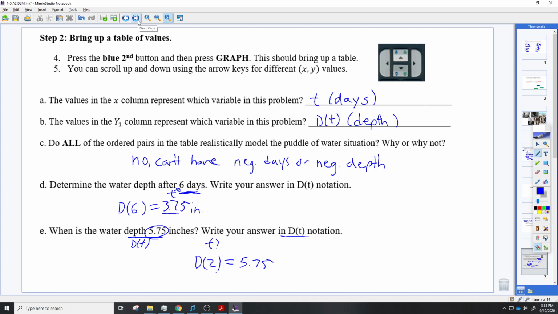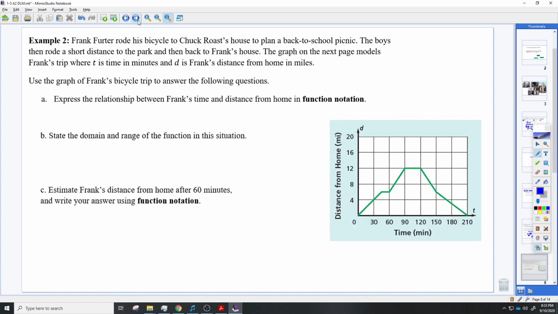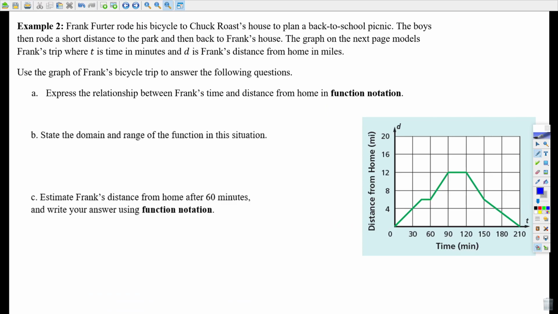So I hope you're able to read the table correctly and understand what each variable means for the x and the y values. So I think we're done with using Desmos, the calculator online. But if you do ever need to use it, that's always a free option to use as a graphing calculator. All right, example 2.